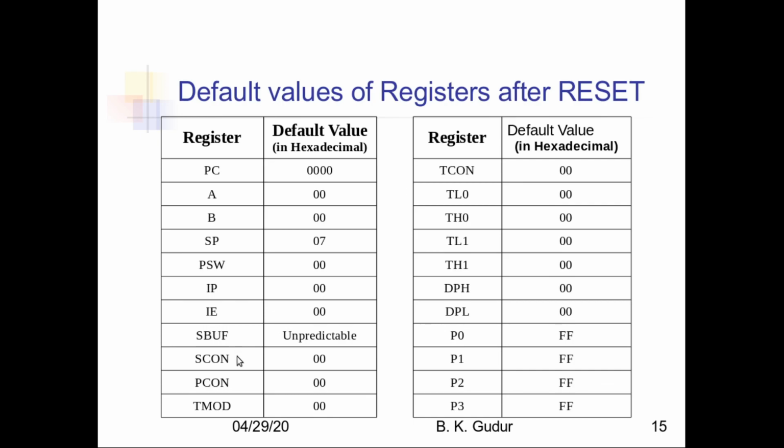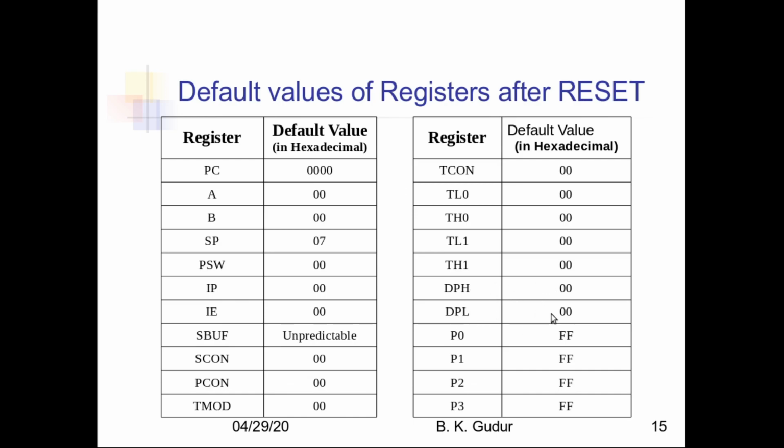SCON, serial control register. PCON, power control register. TMOD, timer mode selection register. TCON, timer control register. All these registers will be 00. Apart from that, TL0, TH0, TL1 and TH1 are timer registers for the two timers, timer 0 and timer 1, whose contents will be 00. And there is a 16-bit data pointer which I discussed in the previous video, and it can be divided into two 8-bit registers, DPH and DPL. So DPH will be 00 and DPL will be 00.